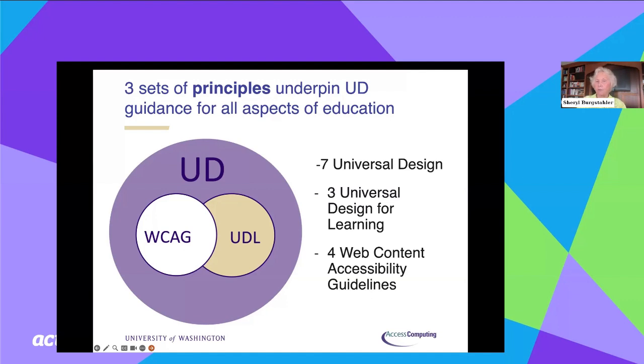And there are 3 principles for universal design for learning. And then there are 4 principles that underpin the web content accessibility guidelines that help you design a website and other IT so it's accessible and inclusive of people with disabilities. I'm not going to go through all these today.